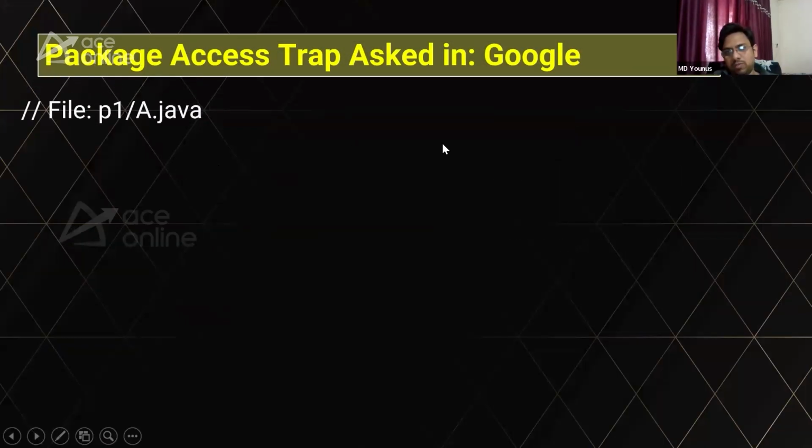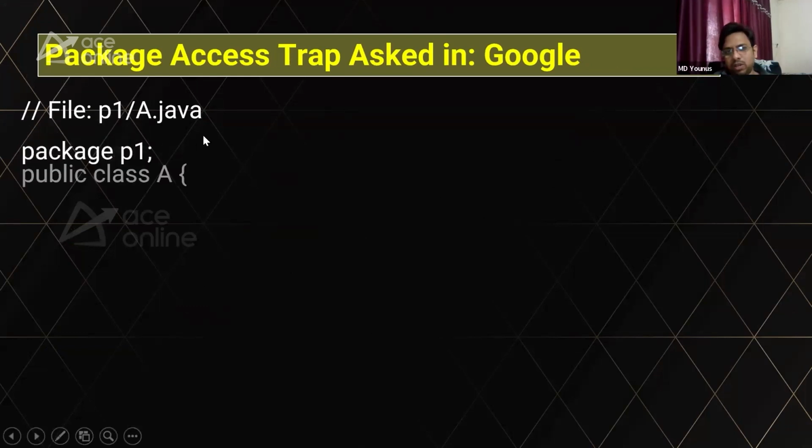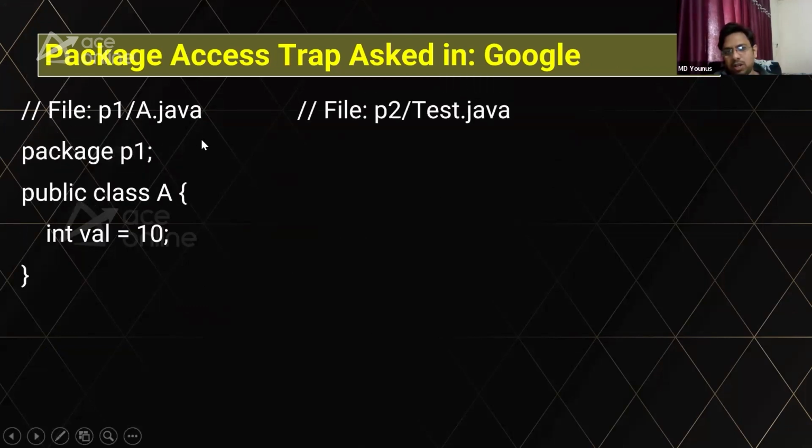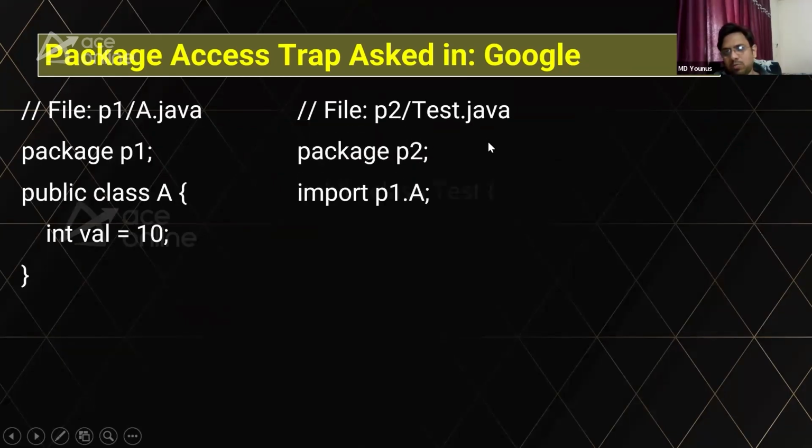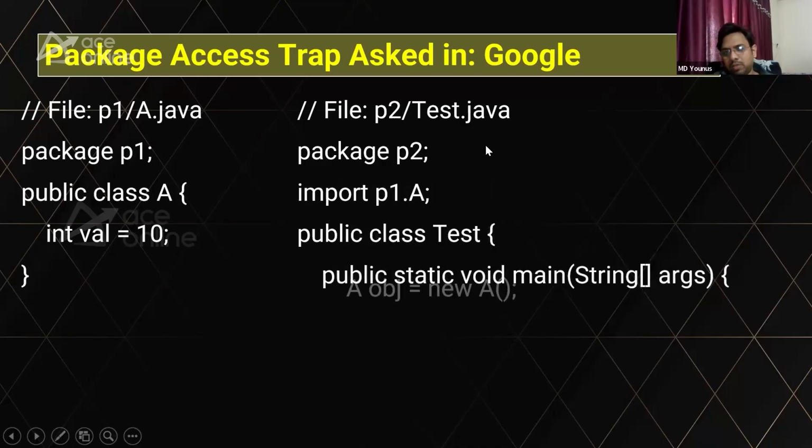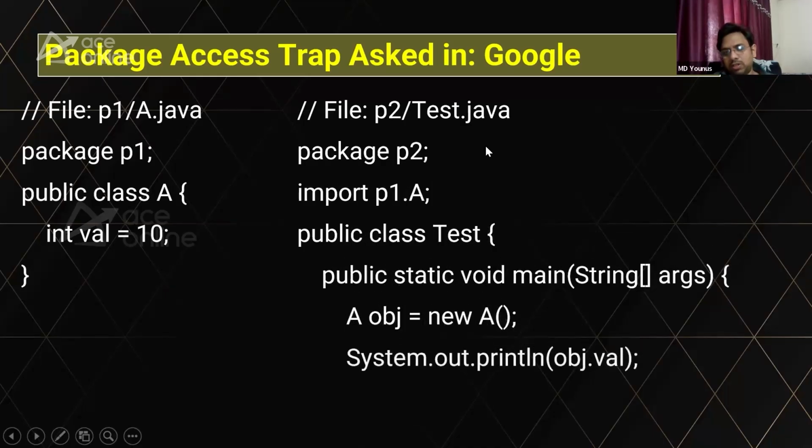Now, another question from packages and access modifiers. See this carefully. Let's say we have package one with a.java, and the class is public. Now we have package two, test.java, importing and making a main method, creating an object and printing this value. What happens? There are two packages, P1 and P2. What will be the output now?